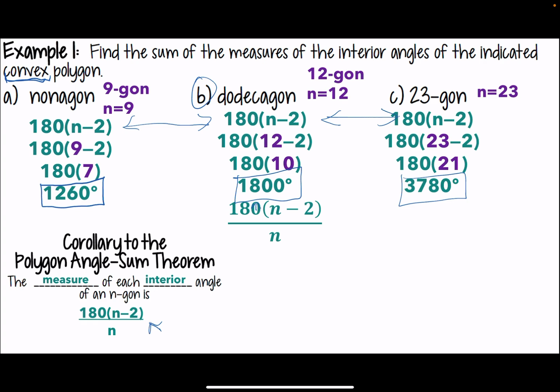Got 180 times n minus 2 all over n. Drop my n in, which was 12. And I got 180 times 10, which I already knew was 1,800. So 1,800 divided by 12 and you get 150. So that's how you would figure out that each of those, and I'm not going to attempt, well, I am, because dodecagons are really hard to draw. Yeah, we're going to pretend that's a dodecagon. But each of those is 150 degrees.